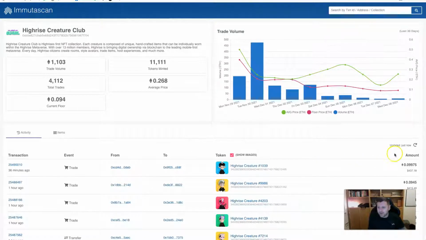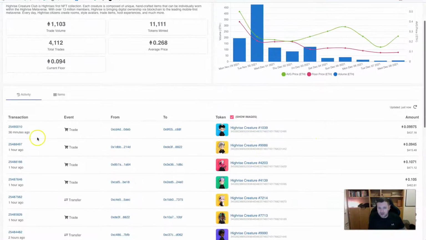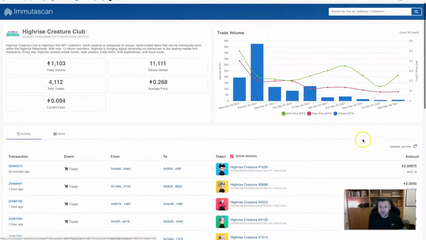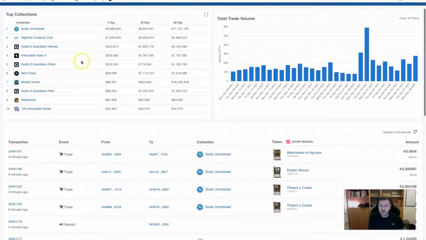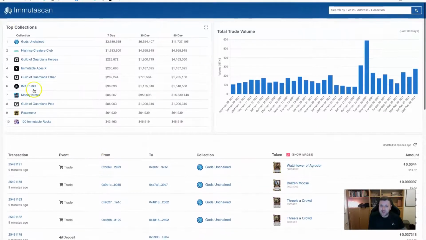Okay, so we've done that, and we can see last sale 36 minutes ago, it was for 0.99 ETH, for $430. If we go back to Immutascan, you can see this is the top collections over the last 90 days, 30 days, 7 days, right? So that tells you on the volume. Some of these will be from mint, like the Reximons that got minted and are still getting minted, on the Moonshot Garage project.